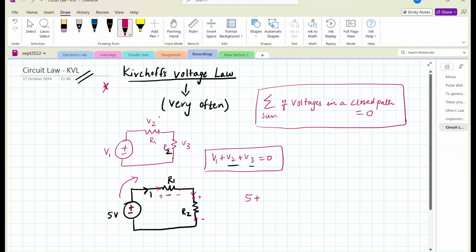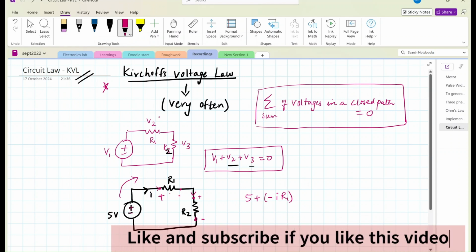It's going to be like minus I into R1. Minus I into R1 because there is a voltage drop. You can see there is a voltage drop from plus to minus. It's moving, so voltage drop is there, so it is ending with a minus. So minus I1 R1, then plus again.